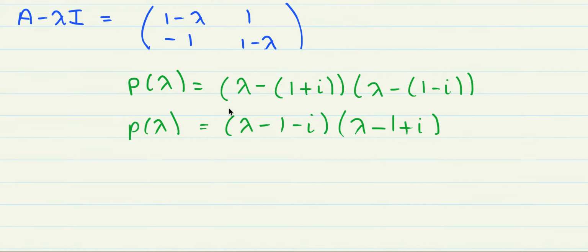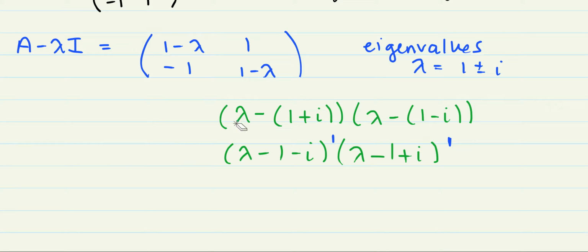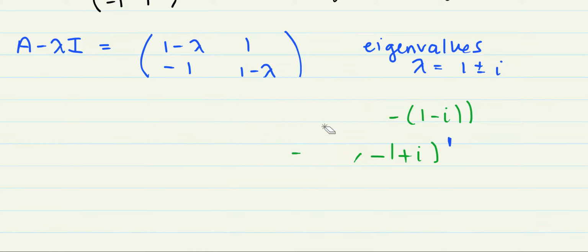Okay, since we know what our eigenvalues are, we need to find the eigenspaces. Also notice that the algebraic multiplicity of the eigenvalues is 1 because the powers on both of these factors is 1. So let's find the eigenspaces.